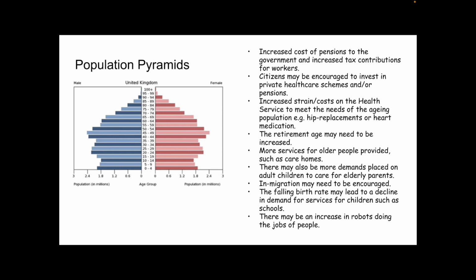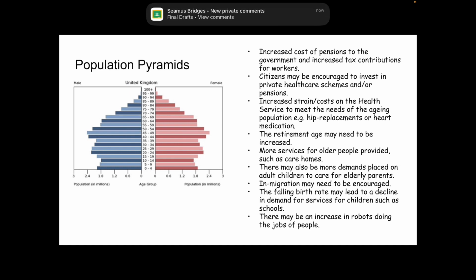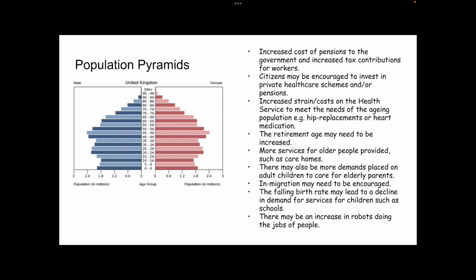Because of that, a lot of people living in the country will be encouraged to invest in private healthcare or private pensions because they know that the government might struggle and they might not get as much as they possibly could or would want or would need to live on. Certainly to live the lifestyle we're used to. Obviously, there's going to be increased strain on the health service. Things like hip replacements and heart medication will all give you good marks.